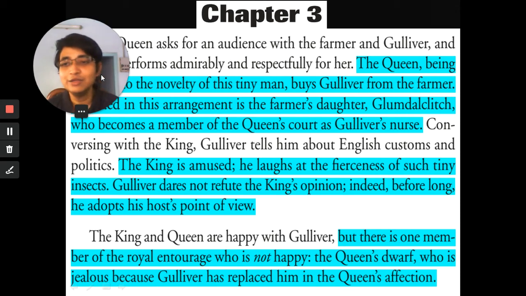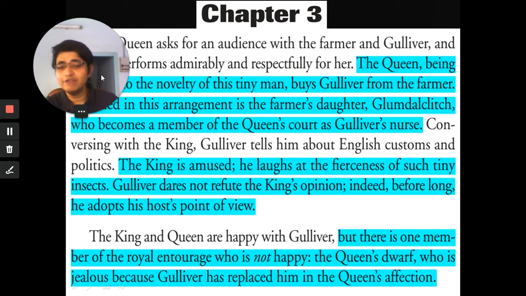এইটুকু চেহারা, বড় বড় কথার কোনো শেষ নেই, হ্যাঁ, হ্যান করবো ত্যান করবো, যুদ্ধ করবো, তুমি গান পাউডার কেন ইনভেন্ট করছো না, গালিভার বলবে। So Gulliver dares not to refute the king's opinion, because the king not only is a king but also his size is huge, যে কোনো সময় ছোট্ট ধরে ছুঁড়ে ফেলে দেবে, ব্যাস শেষ। So Gulliver dares not refute the king's opinion. Indeed, before long, he adopts his host's point of view.